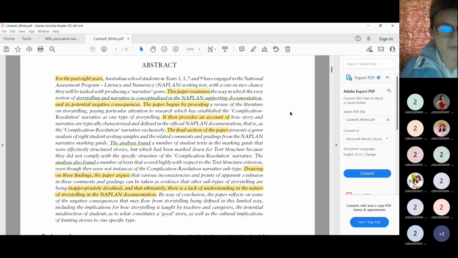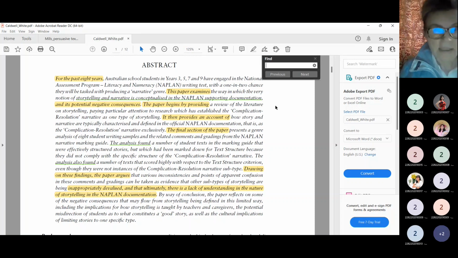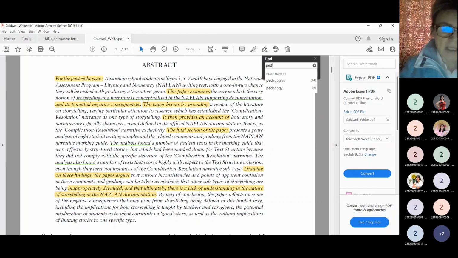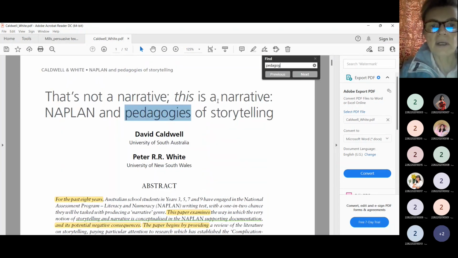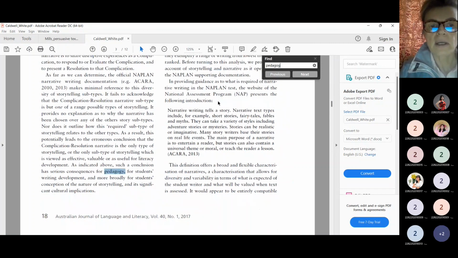And now with you, I might do one thing. In the PDF file that we're looking at, I will type "pedagogue". It could be pedagogy, pedagogies, or it could be anything. So I just type a little bit of the word pedagogy, just three-quarters of the word. Now see whether they actually have such a conclusion, right? So they do talk about pedagogy.